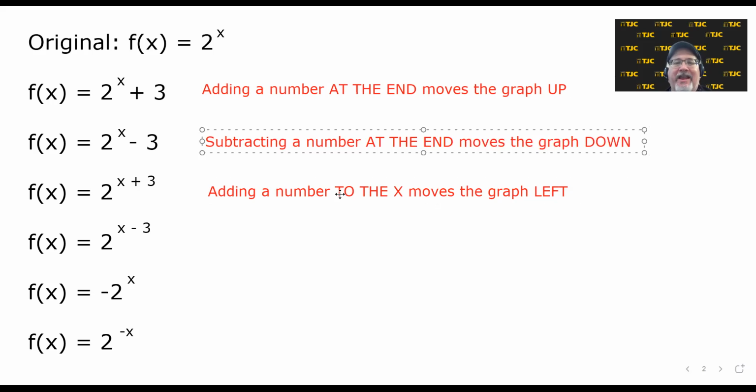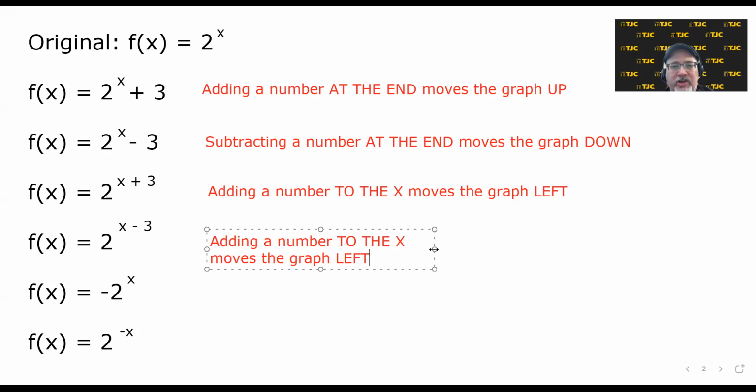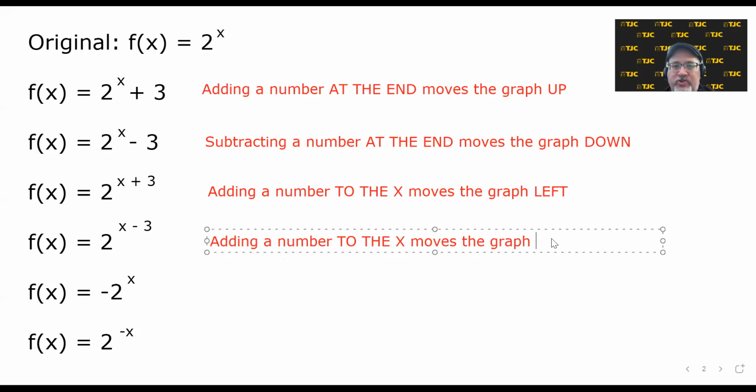Moves the graph down. Adding a number to the X moves the graph left. So what do you think subtracting a number to the X is going to do? In other words, when we are subtracting a number to the X, where do you think it's going to move the graph?